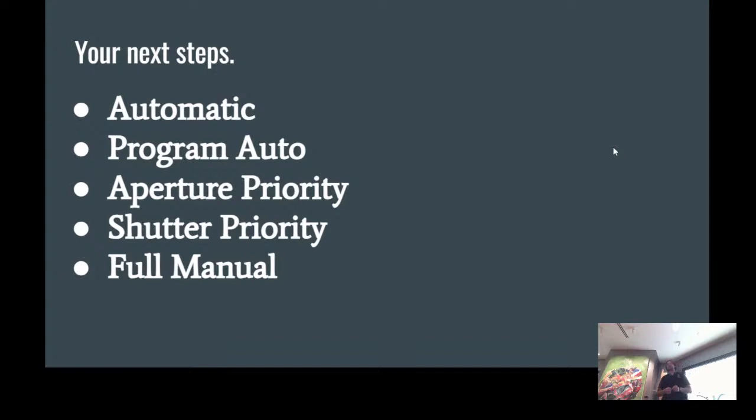Automatic is the easiest way to get into it. Program auto is very simple, but I put shutter and aperture priority above full manual because all you need to do is control one feature on the camera, and the camera then does the rest of the work. So it's a great way to learn how certain things function and how they're meant to perform by themselves before you combine them all together.